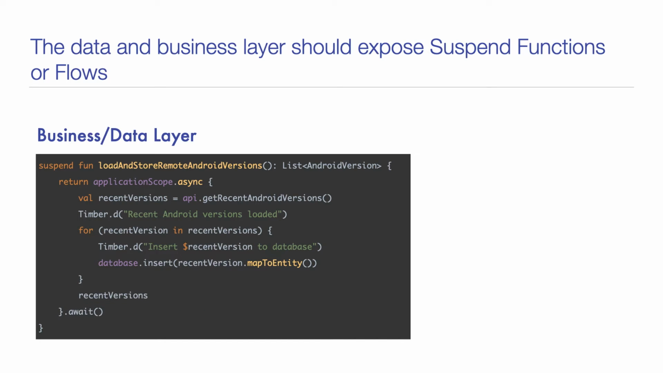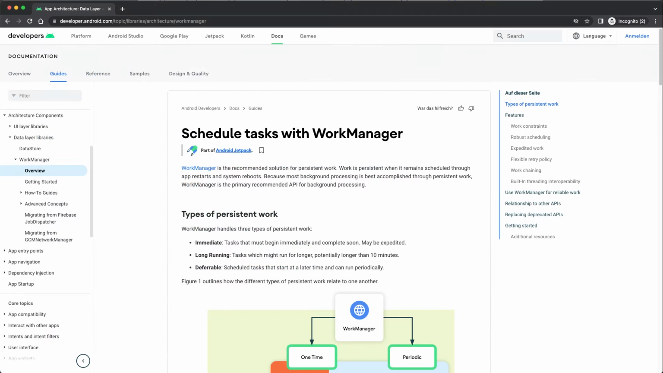Here we use a coroutine scope called application scope, which lives as long as the application is alive and never gets cancelled prematurely. Of course, this scope is injected into the constructor in order to facilitate testing. As a final remark, I want to add that if you need to execute tasks that need a guarantee to be run, even if the application itself gets shut down, then you should definitely use Work Manager.